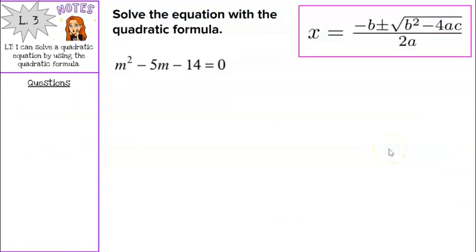Solve the equation with the quadratic formula. We have m squared minus 5m minus 14 equals 0. So this is already in that ax squared plus bx plus c equals 0 form. And it's okay if we have a different variable besides x. Sometimes the letter will be different, but it still works the same.